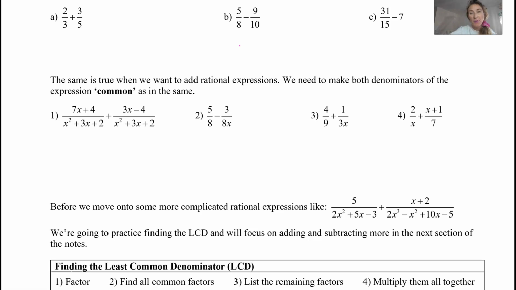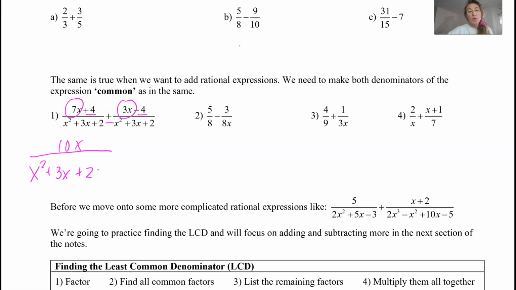So I don't need to do anything special on problem number 1 here. All I have to do is add the like terms in the numerator, keep that denominator the same. And so when I do that, 7x and 3x, it's being added, so that makes 10x. 4 and negative 4, 0. So I've got 10x in the numerator, but x squared plus 3x plus 2 in the denominator. I don't need to do anything further.